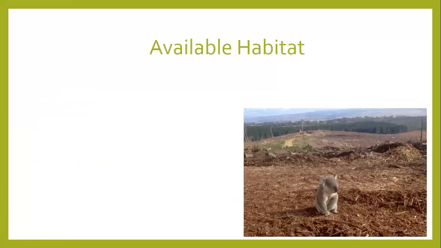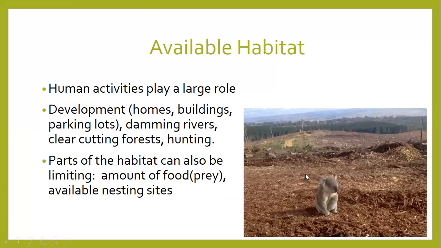Available habitat. You can see that my koala no longer has trees to be living in. He only eats eucalyptus, and so if there are not eucalyptus trees, if those have been logged to make way for roads or homes or farms, then he doesn't have anywhere to go. He needs to walk all the way over there, and there's probably a koala that's already living in that habitat.